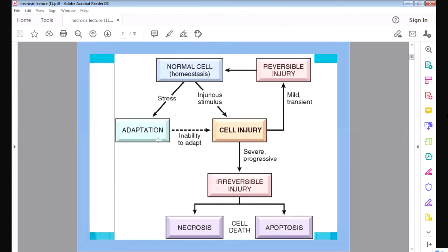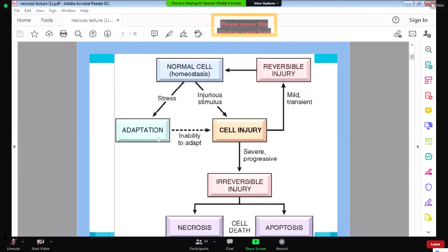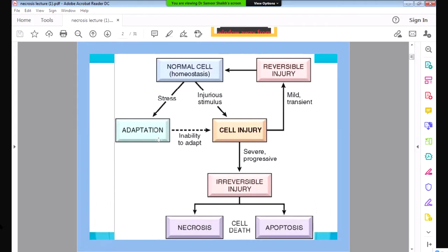What are the various cell adaptations? Can you tell me? Yes, very right, very good. So whenever there is little stress, the cell undergoes adaptation. Adaptation means hypertrophy, hyperplasia, metaplasia, atrophy. So we have covered this in the block. When the cell is subjected to little stress, it undergoes adaptation.